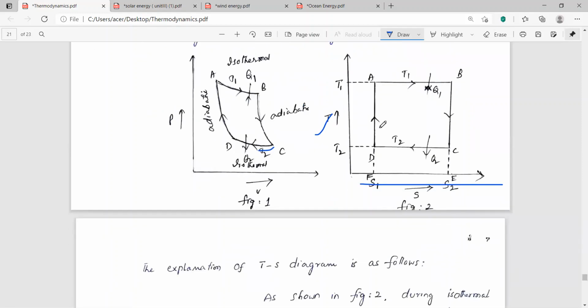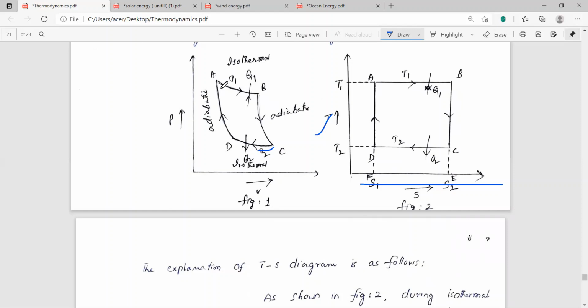You see, in the TS diagram, you can take the temperature on the y-axis and the entropy on the x-axis. Here we can see step by step, operation to operation, how the TS diagram can be drawn for the Carnot cycle. If you take the AB process, that means isothermal expansion, it can be shown by the AB curve.